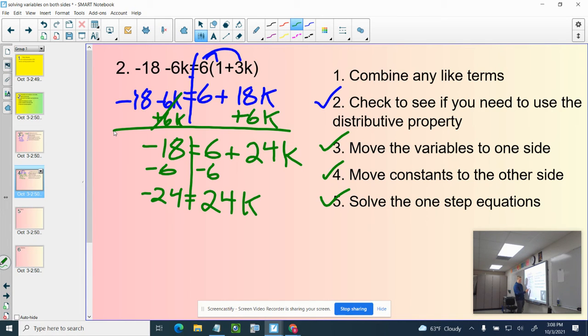So I'm going to put a check mark there because I'll divide by 24, and get negative 1 equals k. You could also write k is equal to negative 1. Both of those are okay.